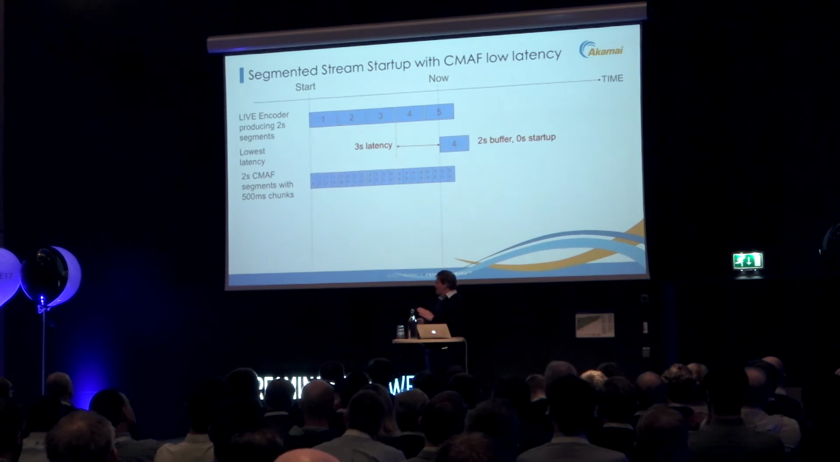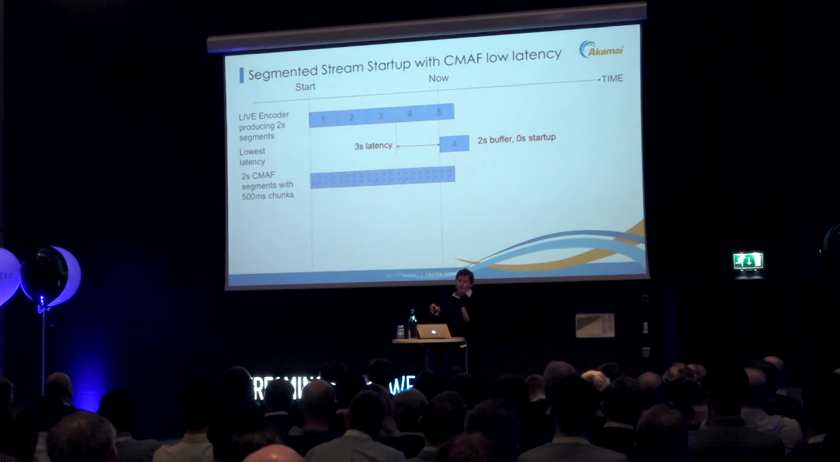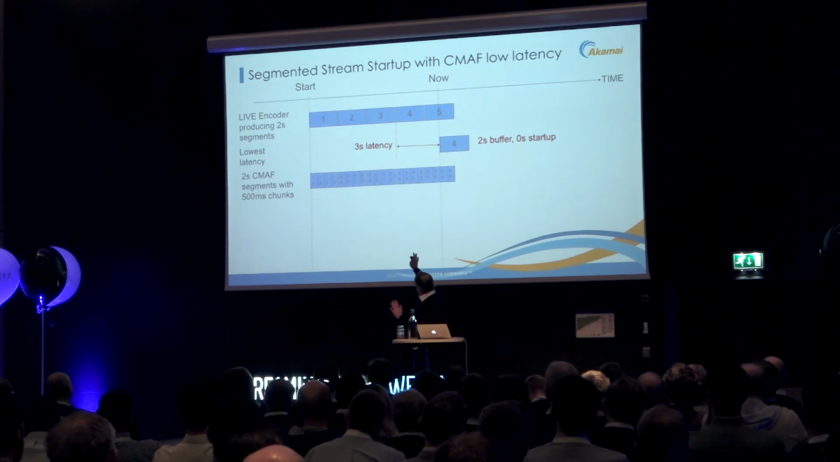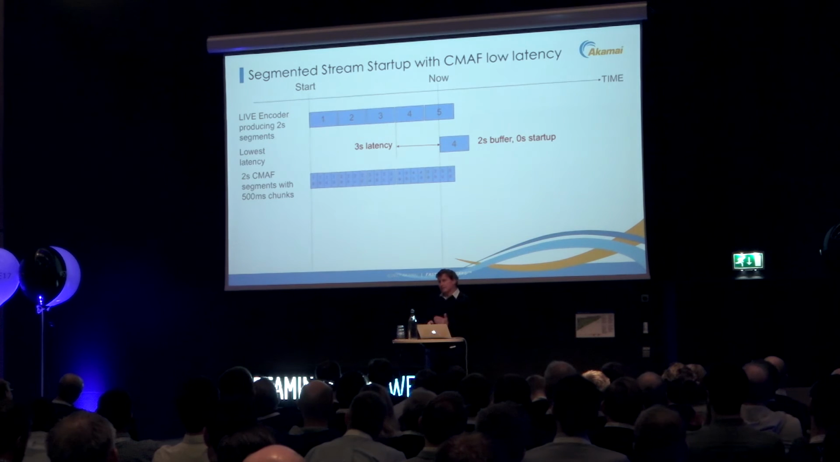So what if we broke each of these 2-second segments into 500 millisecond chunks? In reality, they're smaller, but I can't fit the text in if I do that. So just imagine there's 4 of them every 2 seconds. So we're starting at time now. We still have to start with a keyframe.